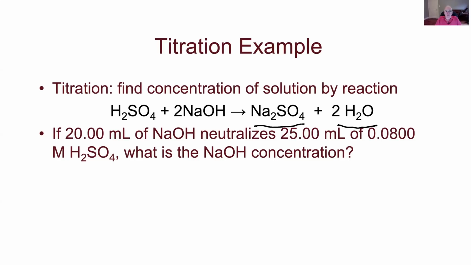Obviously, I just picked some numbers here. It would be very unlikely that the numbers would all be so nice and round like that if we were really doing this, but it's an example problem, so that's okay. It says 20 milliliters of the base neutralizes 25 milliliters of 0.08 molar sulfuric acid. So this means we've already measured the concentration of the acid somehow carefully. We want to know the concentration of the base solution.